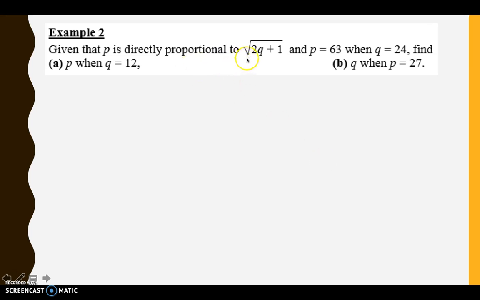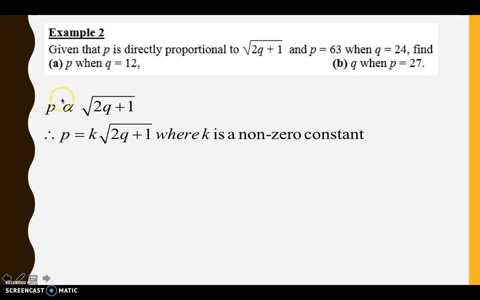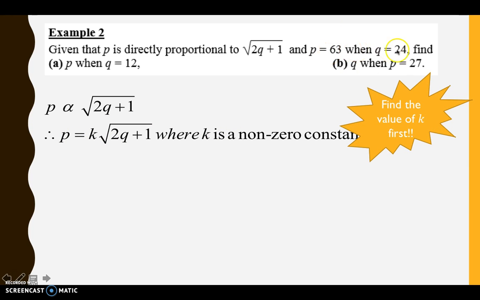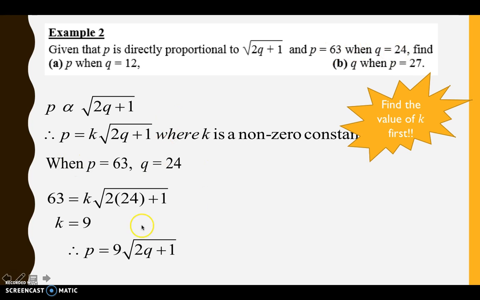Given that P is directly proportional to the square root of 2Q plus 1 and P equals 63 when Q equals 24, find P when Q is 12 and find Q when P is 27. Alright, so same thing, you start off with P directly proportional to the square root of 2Q plus 1. Therefore P equals K times the square root of 2Q plus 1, where K is a non-zero constant, or K represents the rate of change or the constant of proportionality. So similarly, to find the value of K first, we substitute P equals 63 and Q equals 24 into the equation. You would find that K equals 9. So therefore, P equals 9 times the square root of 2Q plus 1.